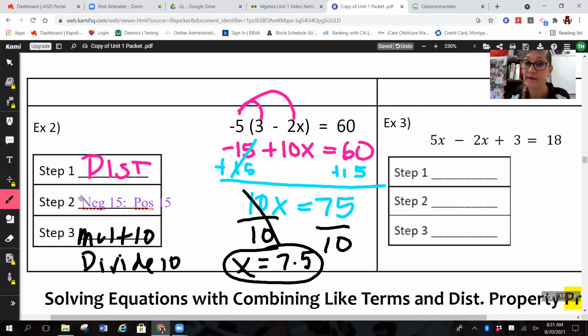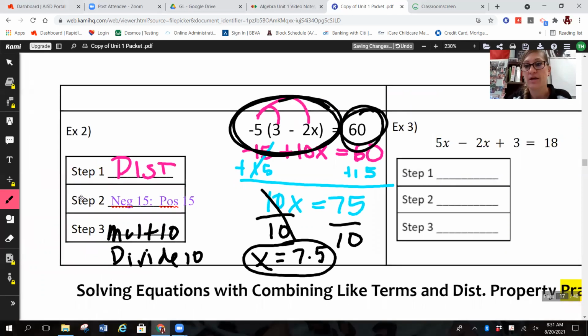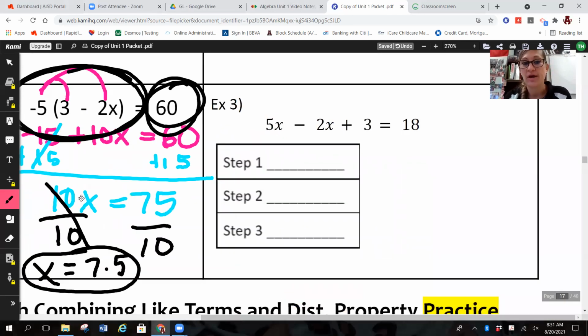Please check your work on Desmos. Use 7.5 in place of the x, and just make sure that this side does in fact equal 60 on that side. Okay, last example is, do you see a distributive property?